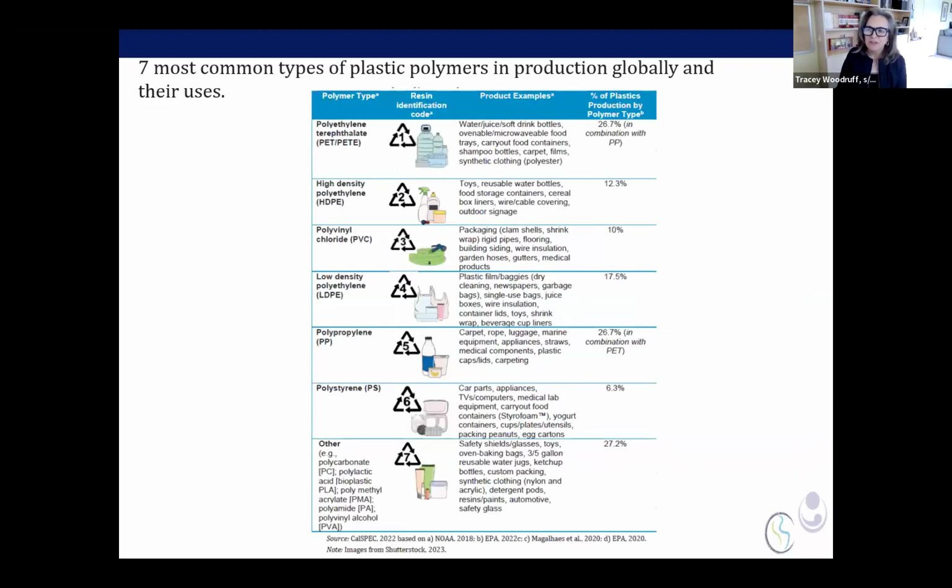I also wanted to talk about the 7 common types of plastic polymers that are used in production globally, because that has relevance to the types of microplastics that people are measuring, both in terms of exposures and in people's bodies. They're listed here. I'm just going to highlight the polyethylene terephthalates and the polycarbonates because they comprise the highest percentage of use in plastic production, along with polypropylene. And some of the studies that have been coming out attempt to disaggregate the microplastics they measure in people by these different types of plastics.